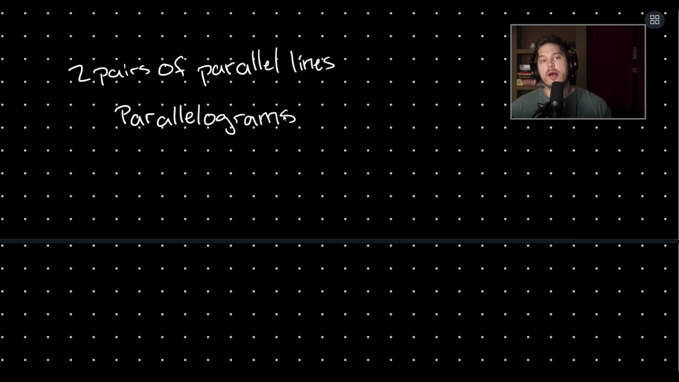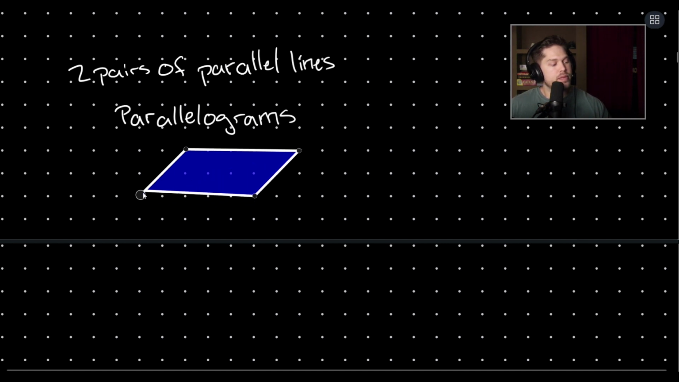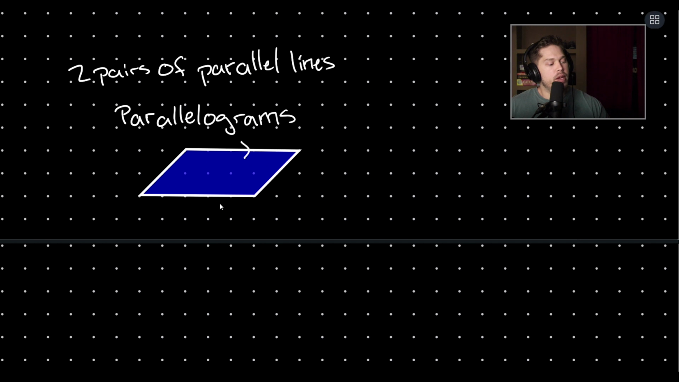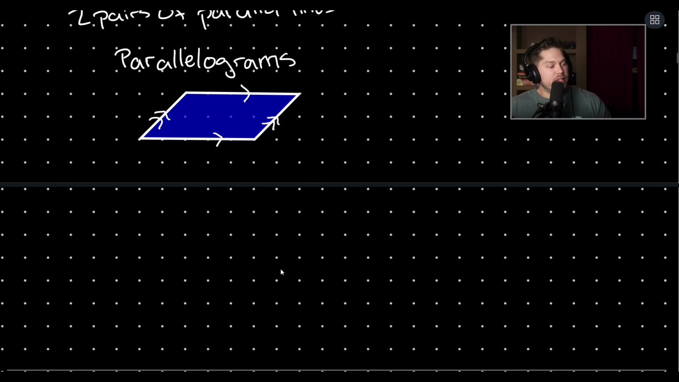So all parallelograms have two sets of parallel lines. Now, what does a parallelogram look like? Well, generically, it looks something like this, where we have two sets of parallel lines. Where the top and bottom set of lines are parallel, and the left and right set of lines are also parallel. This shape is called a parallelogram.